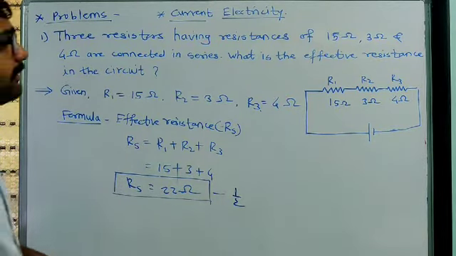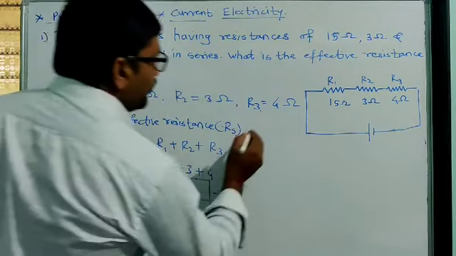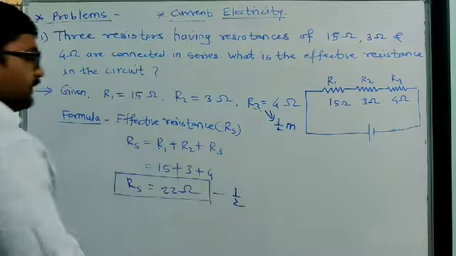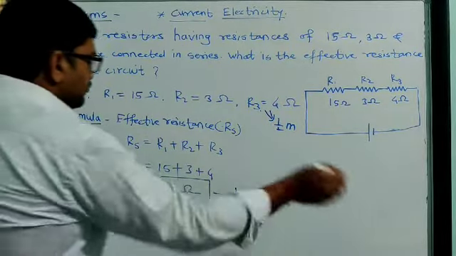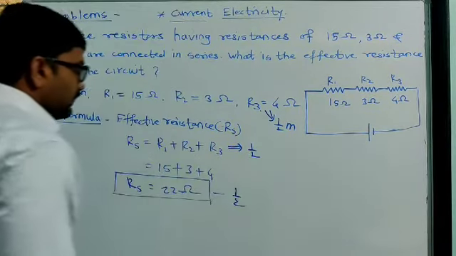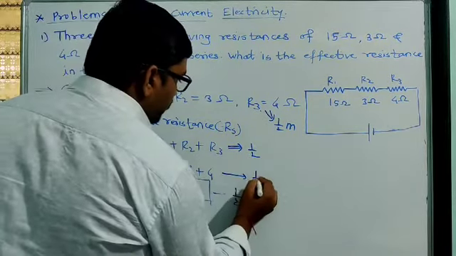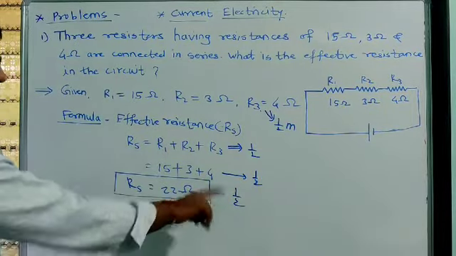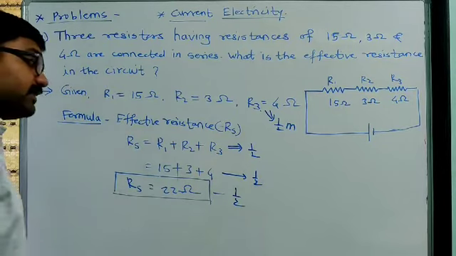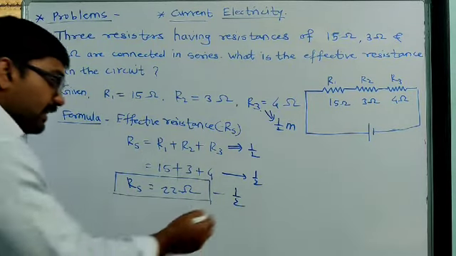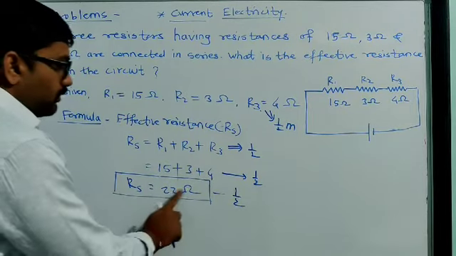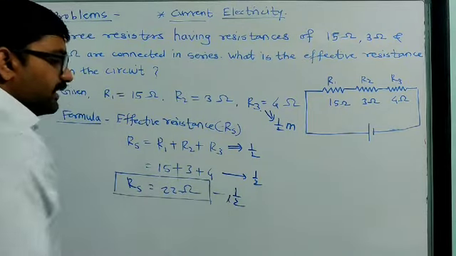Okay, and remember, this first step carries 1.5 marks. Then this formula carries half mark. Then this step carries half mark, and this last step, the answer with unit, carries half mark. This unit is also important. If you do not write the unit here, then you will not get these marks.